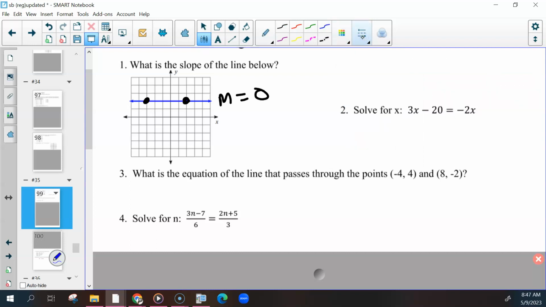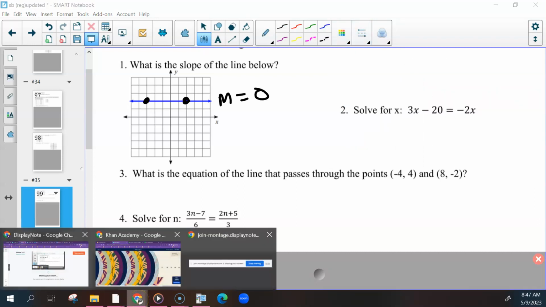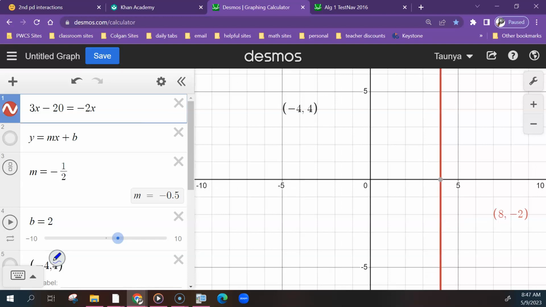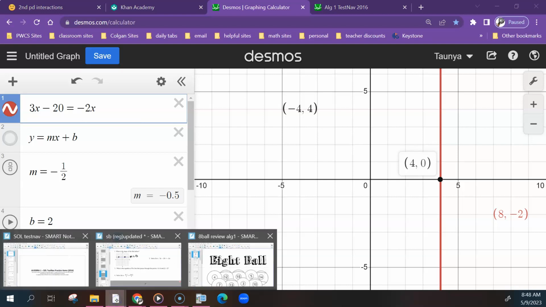Two, if you solve by hand, that's fine. You could have also checked it in Desmos. So put in the entire equation, x equals 4 was that answer. You have to be good with these Desmos tricks, that way next Friday when you go to take the SOL, you remember these things and use these things to help you.